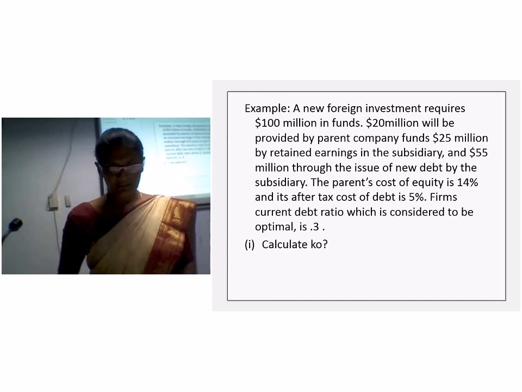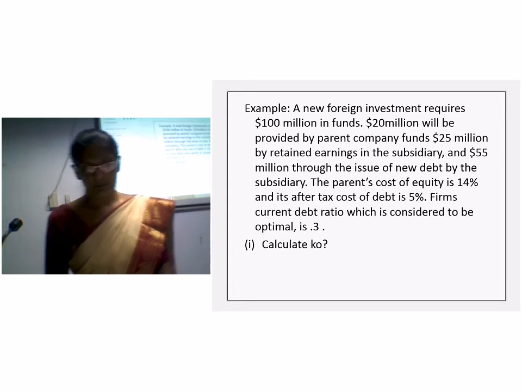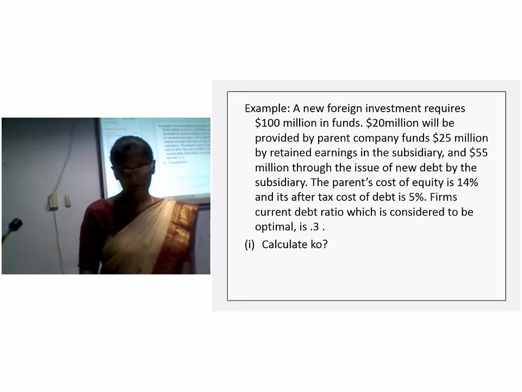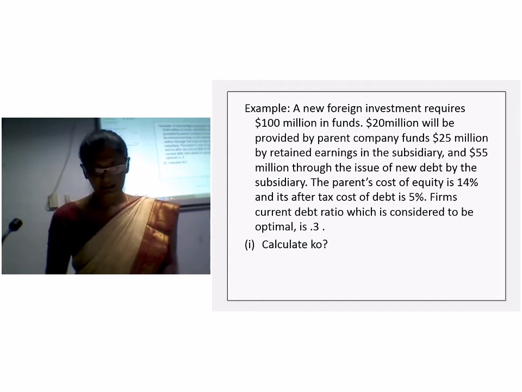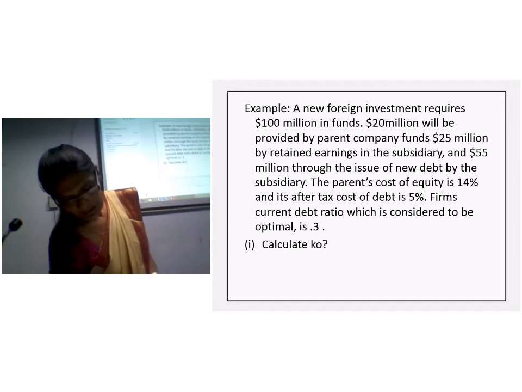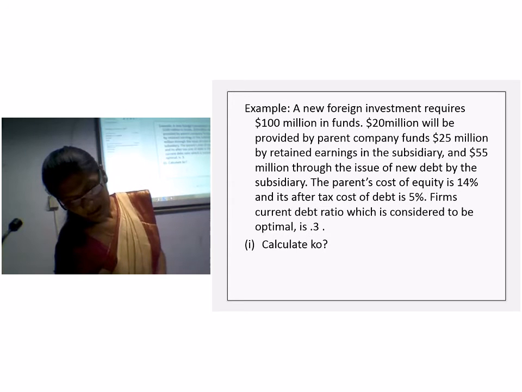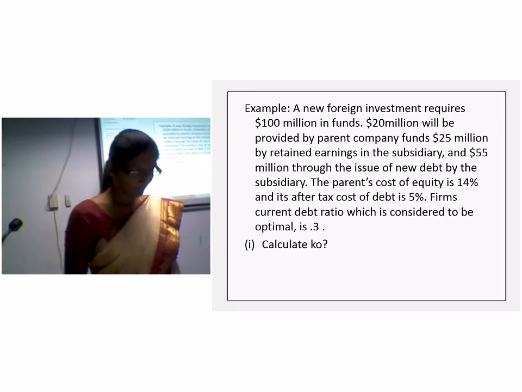A new foreign investment requires $100 million in funds. $20 million will be provided by parent company funds, $25 million by retained earnings in the subsidiary, and $55 million through the issue of new debt by the subsidiary. The parent's cost of equity is 14%, and its after-tax cost of debt is 5%. The firm's current debt ratio, which is considered to be optimal, is 0.3, right?